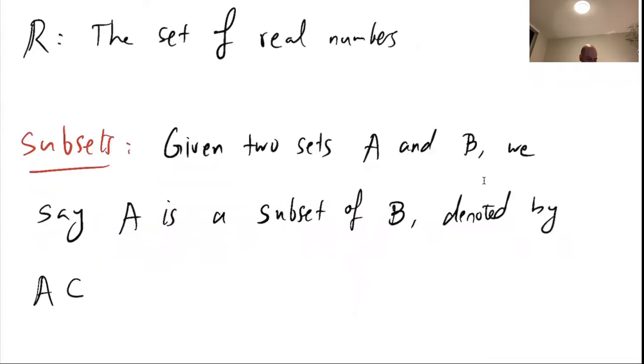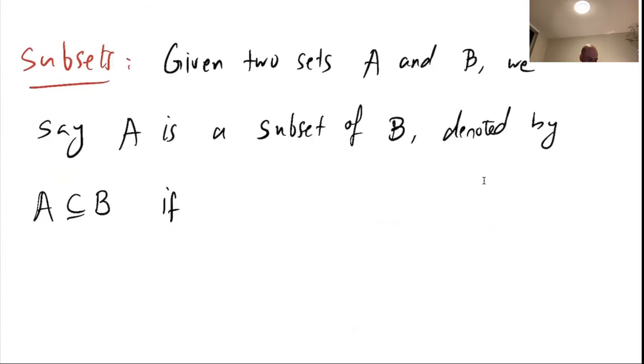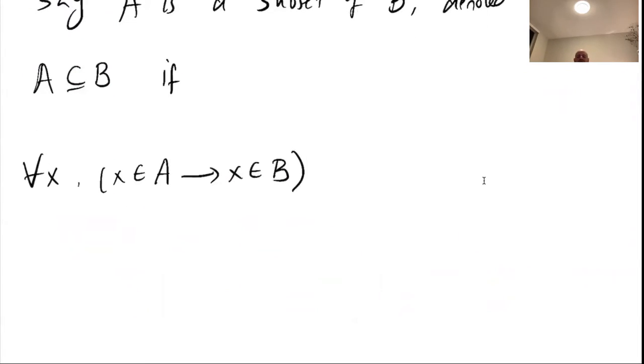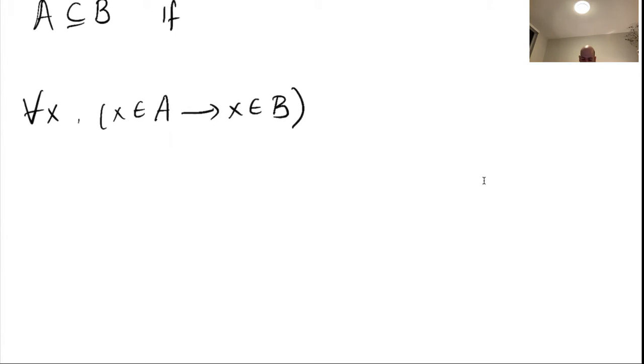so the notation is like this, if for every x, if x belongs to A, then x also belongs to B. Okay, so in other words, if every element of A is also an element of B, then we say that A is a subset of B. But if at least one element of A is not in B, then A will not be a subset of B.